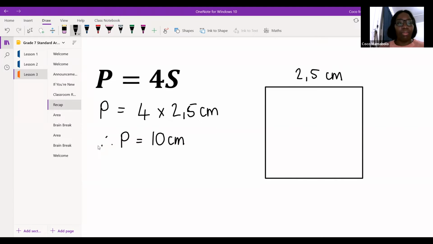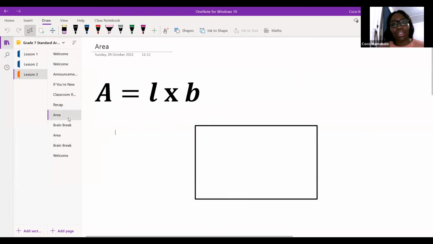It's easy. But this is not actually what we're doing today. This was a recap of what we did on Wednesday. So we're actually going to start what we need to do now, and that is area. Area is completely different to perimeter.